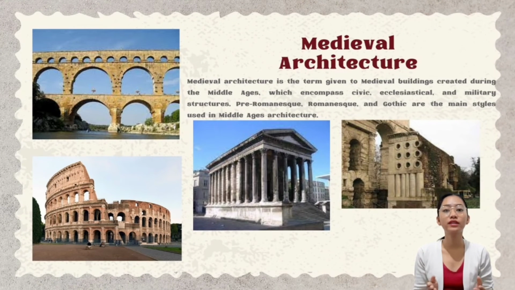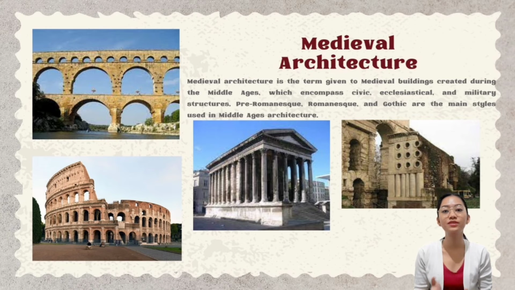Medieval architecture is the term given to medieval buildings created during the Middle Ages, which encompass civic, ecclesiastical, and military structures. Pre-Romanesque, Romanesque, and Gothic are the main styles used in Middle Ages architecture, while cathedrals and castles constitute the majority of the surviving medieval structures.